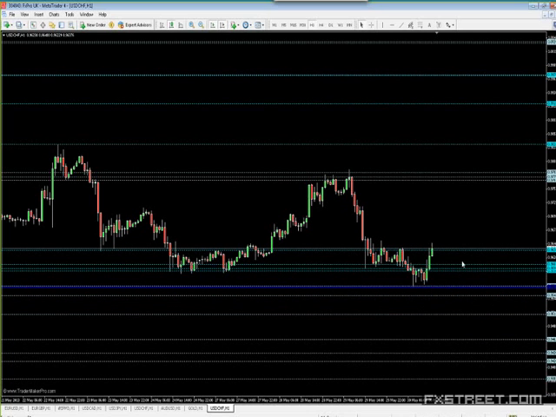So this is an hourly view, and we can see the market's gapped. This is just the dollar versus the Swiss. So if the market breaks these highs here, there's nothing. There's no resistance, nothing to stop it on the higher time frames to get to 0.9769. There's nothing there. There's nothing else of interest in the market.